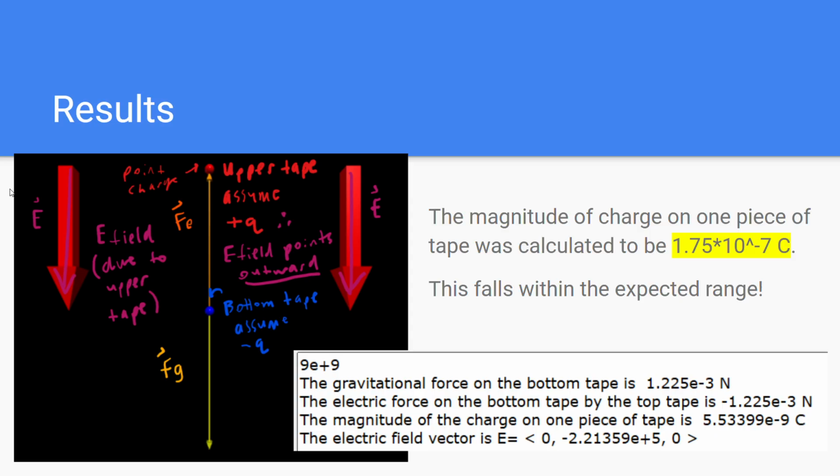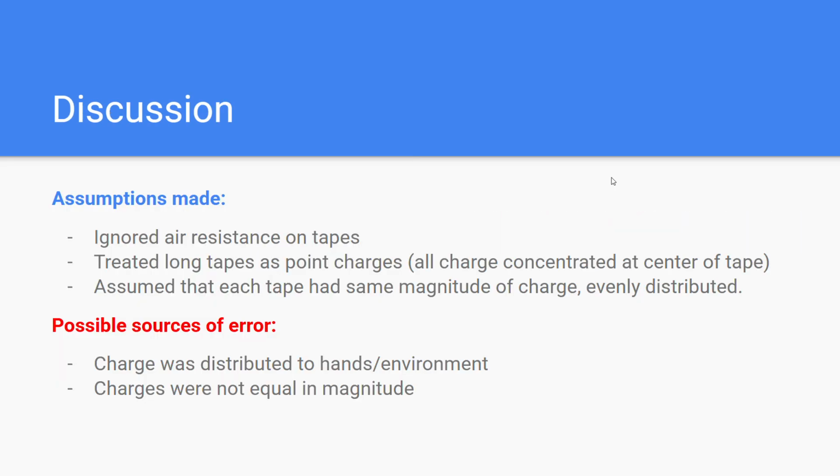Here's that shown. The big red arrows are both showing the E field, and the blue dot in the middle is the bottom tape. We're assuming it's a point charge and that it's negatively charged. The top circle is red, and we're assuming that this one is positively charged. We just assign these charges arbitrarily to determine the E field. The orange arrow pointing up is the electric force, and the yellow arrow pointing down is the gravitational force. The magnitude of charge on one piece of tape was calculated to be 1.75 times 10 to the minus 7th coulombs, which falls within our expected range, so this is a success.